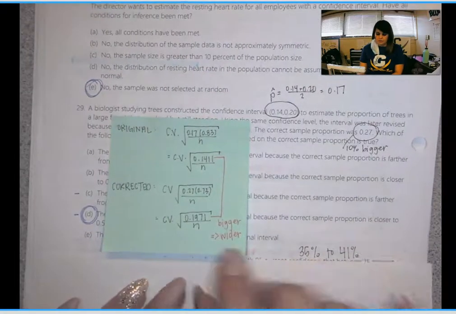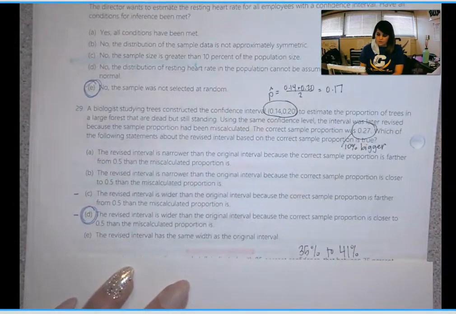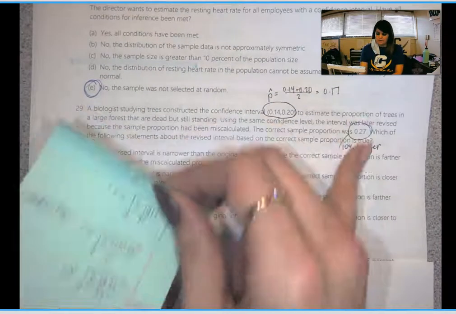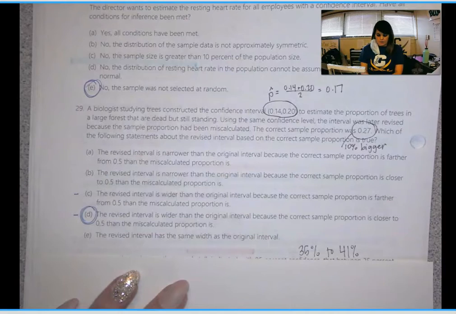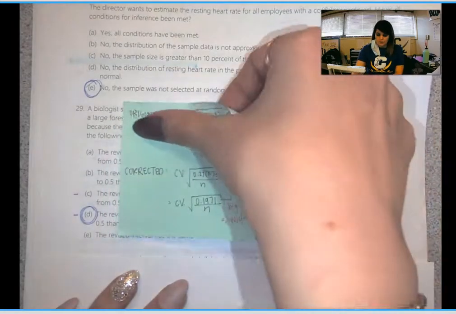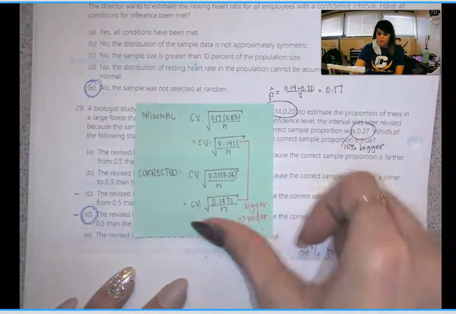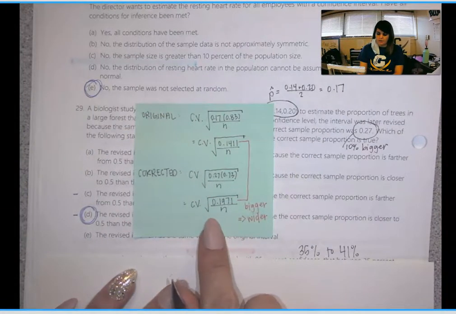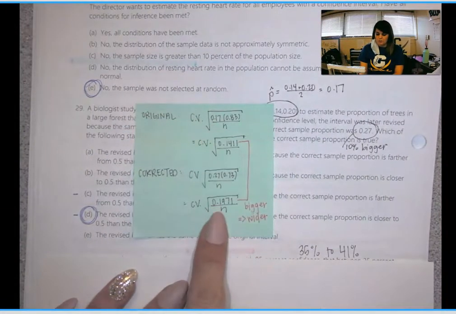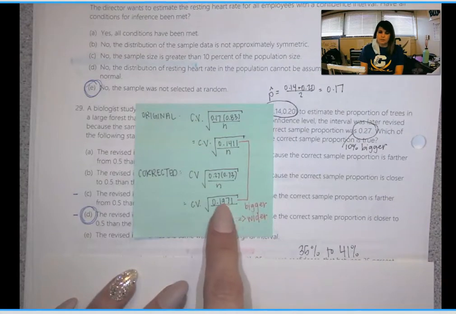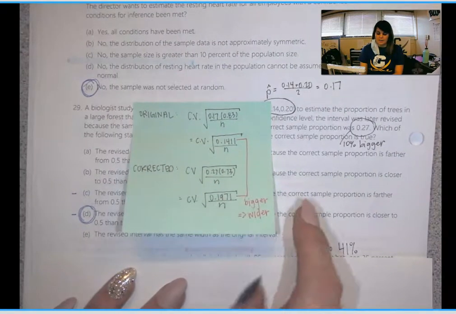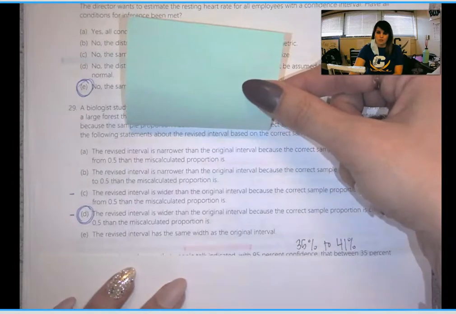29. So I have some of the reasoning written out, but then to compare them, I wrote up what the margin of error would be for the original compared to the margin of error for the newer corrected one, and found that this number underneath a root would be bigger. So by deduction, I was able to choose answer D.